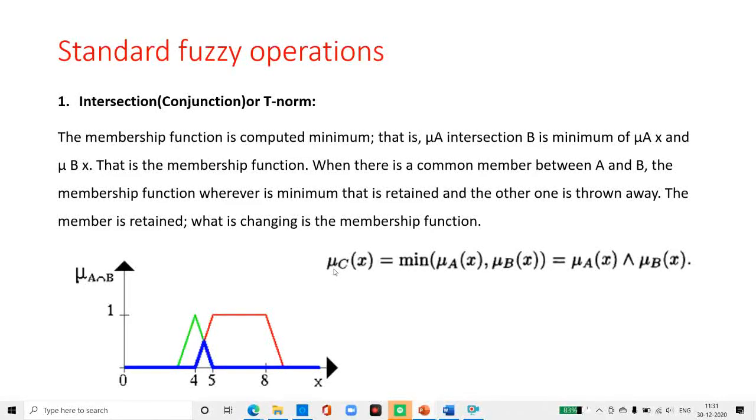When there is a common member between A and B, the membership function that is the minimum is retained, and the other one is thrown away. So the member is retained. What is changing is the membership function.